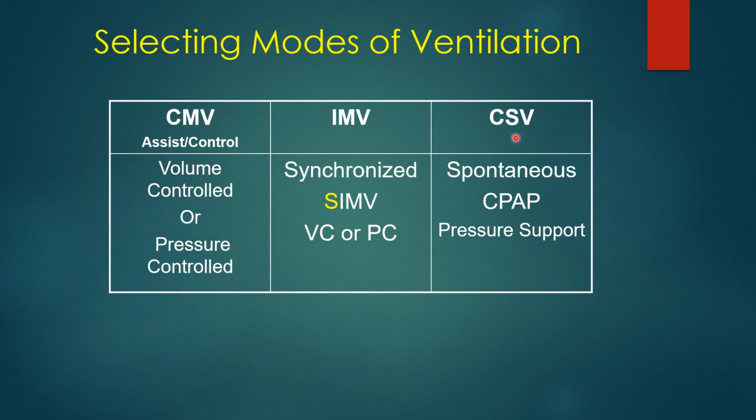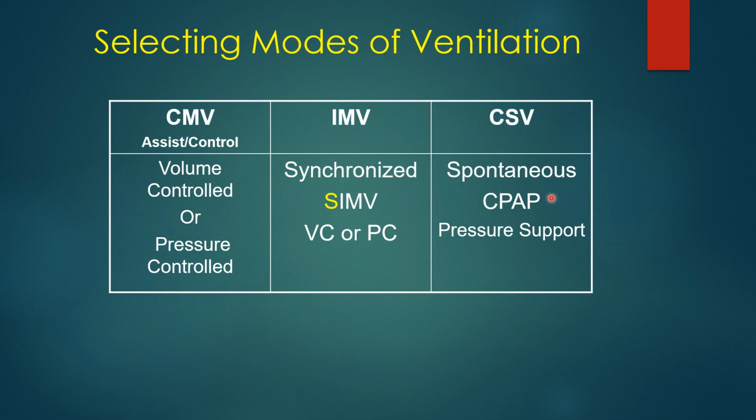So we have modes of spontaneous ventilation where if we put the patient in a spontaneous breathing mode, the machine's not going to do anything. He's going to have to initiate all of his breaths. And some ventilators will call this mode spontaneous, and some will call it CPAP or pressure support, or CPAP/pressure support. And there's differences in all these things, which we're going to go over.